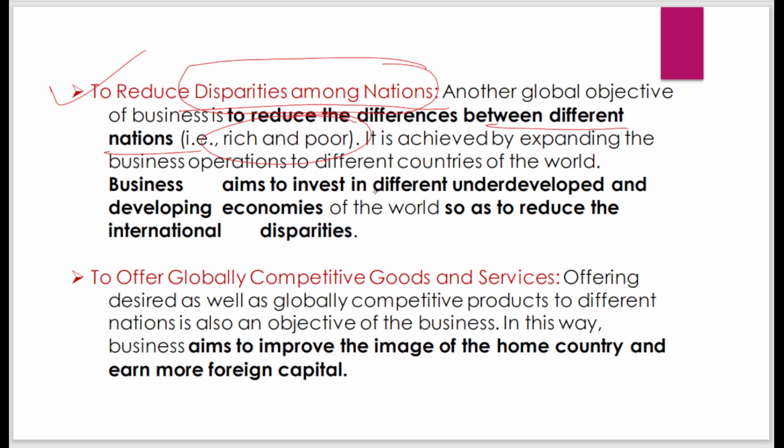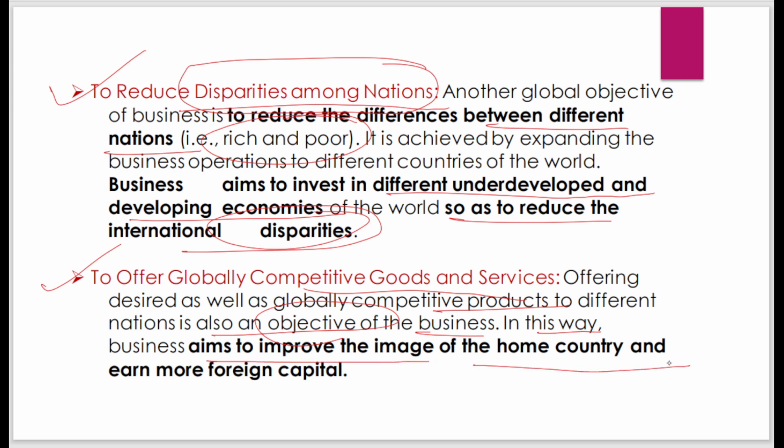So business aims to invest in the different underdeveloped and developing economies of the world so as to reduce international disparities. Next one is to offer globally competitive goods and services. Offering desired as well as globally competitive products to different nations is also an objective of the business. In this way, business aims to improve the image of the home country and earn more capital, right?